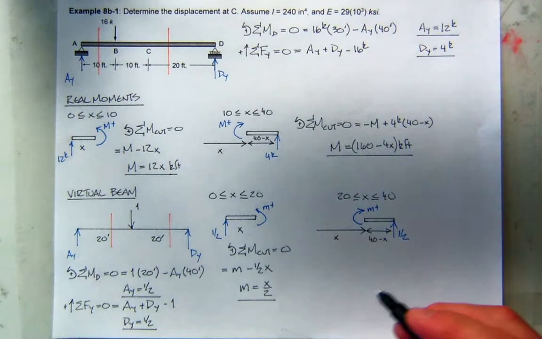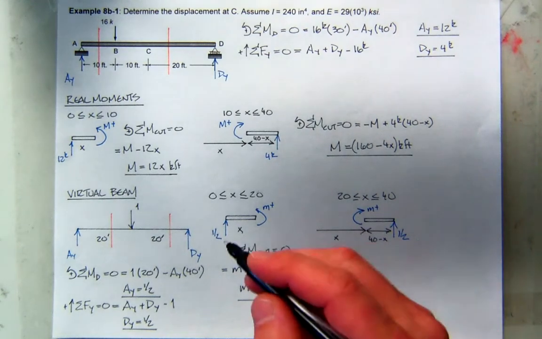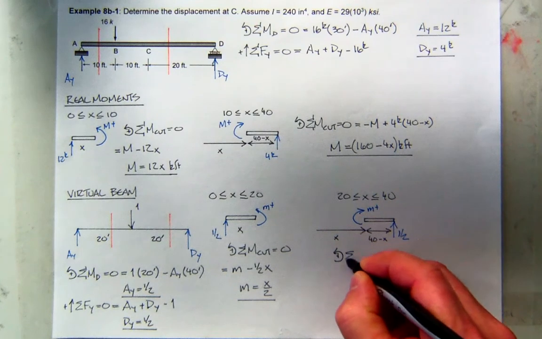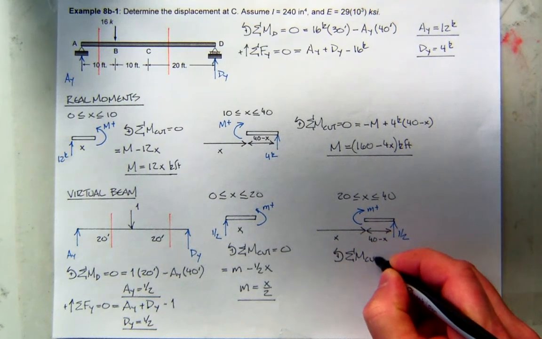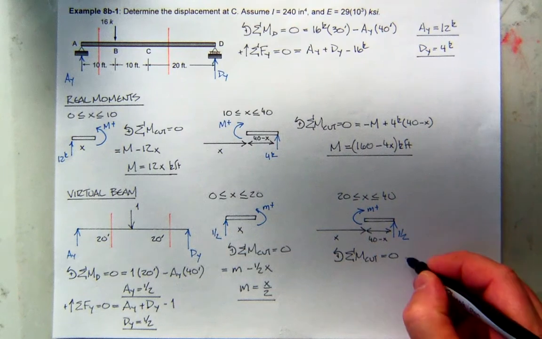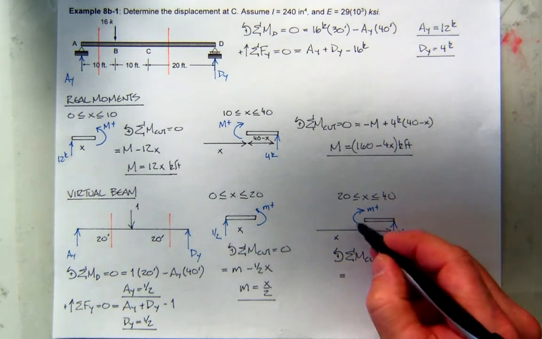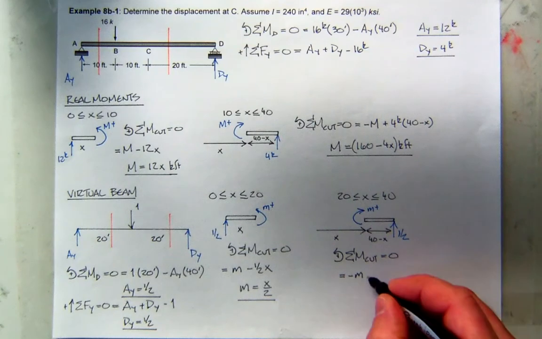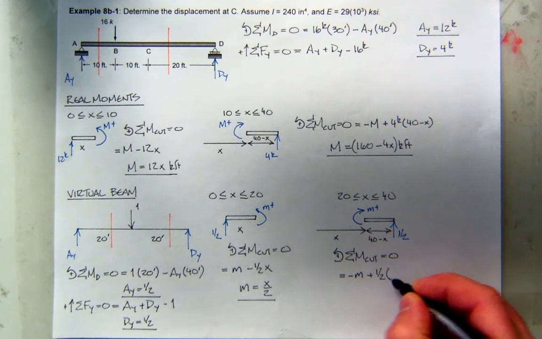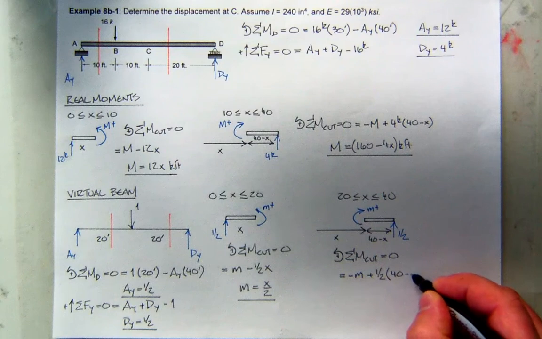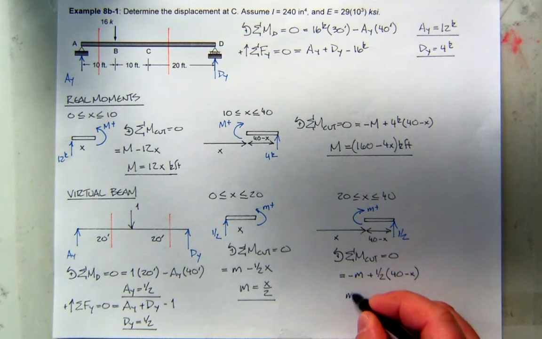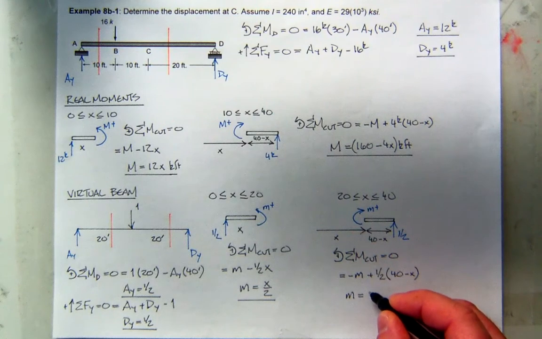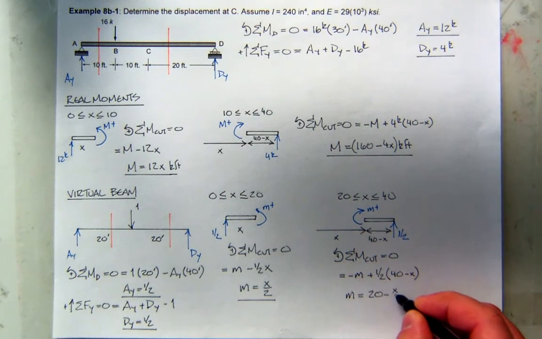And then something we've never done before. We're going to sum moments at the cut. So let's do that. I'm summing moments now at that cut I just created. In this case, when I look at it, this moment with my sign convention is negative. The 1/2 is a positive moment. So the force is 1/2 and the distance is 40 minus x. So my virtual moment now will be, you can run that 1/2 through if you like, and you get 20 minus x over 2.